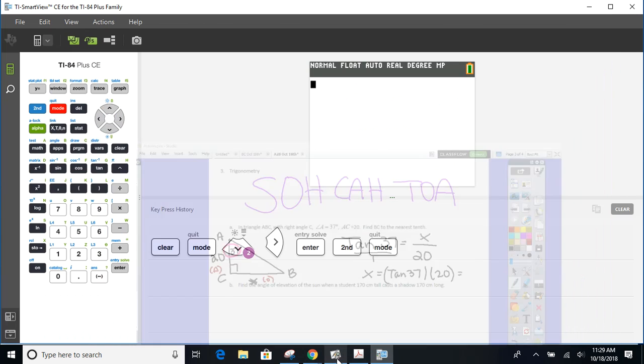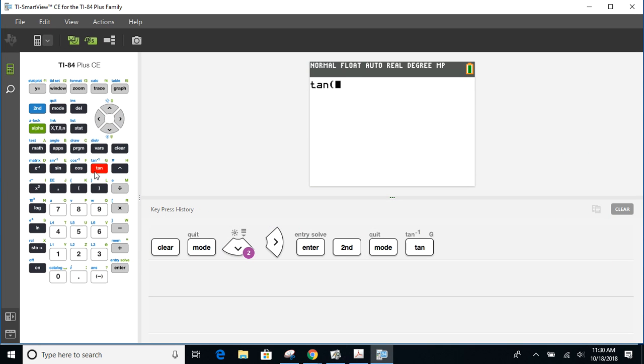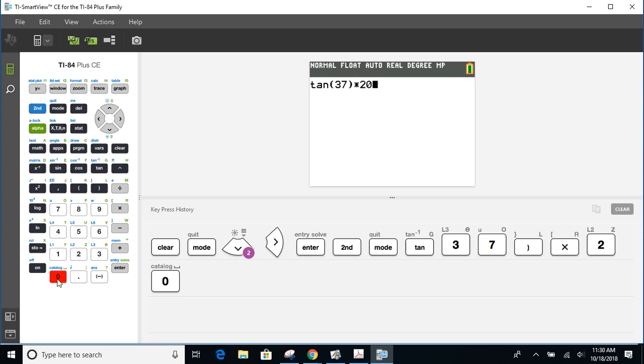What do we got? Tangent of 37. So I have tan of 37. And yes, you have to close it. You can't put the multiplication symbol. Times, what are we multiplying it by? 20. And what are the rounding directions here? Nearest tenth. So 15.1.